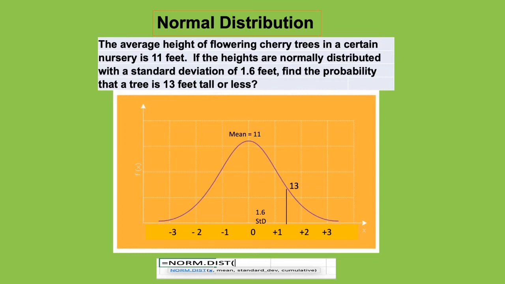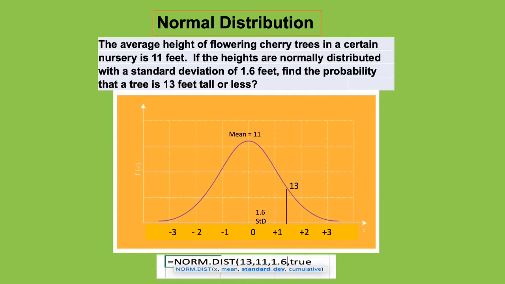And what is everything up to x? Well, maybe there's a tree that's only 2 feet tall or 1 foot tall or whatever. By putting in the word true, we're telling Excel that we want the cumulative value of what we put in for x and all of the numbers leading up to x. Don't be confused. It's not a hard concept for you to be able to absorb.